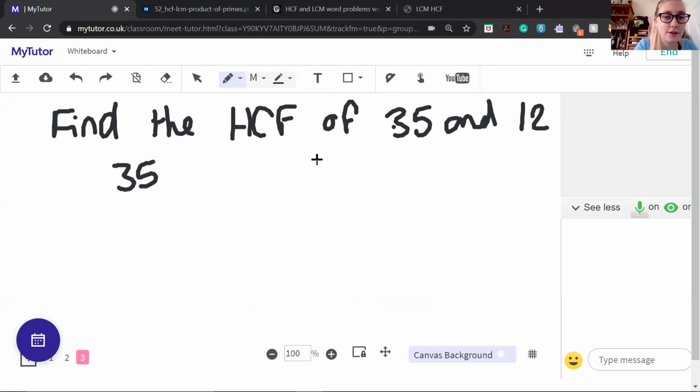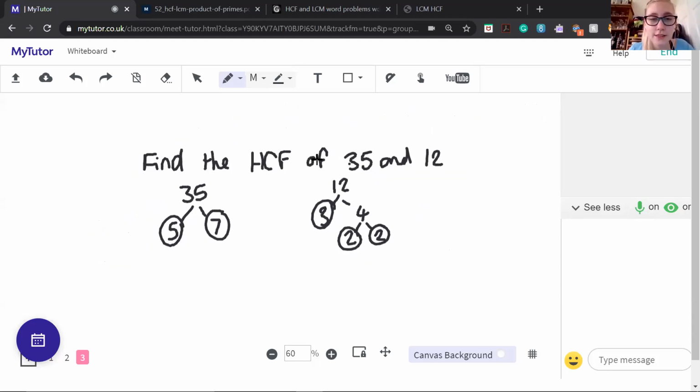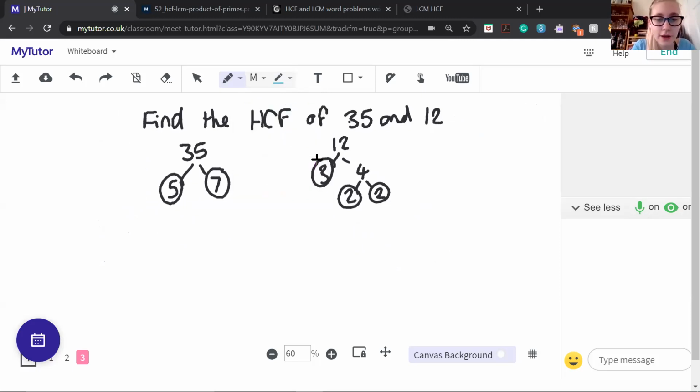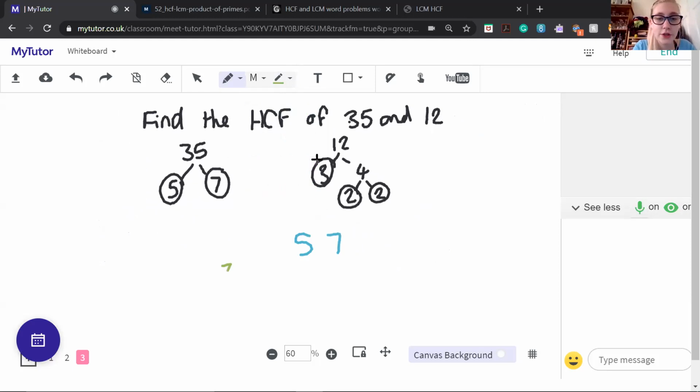So 35, this is 5 times 7, and both of those are primes. That's what we've broken this down into. 12 is 3 times 4. 3 is a prime, but we can break 4 down even more. We can break that into 2 and 2. So let's write these out. 35 is 5 times 7. 12 is 2 times 2 times 3. What do you think the highest common factor of these is?